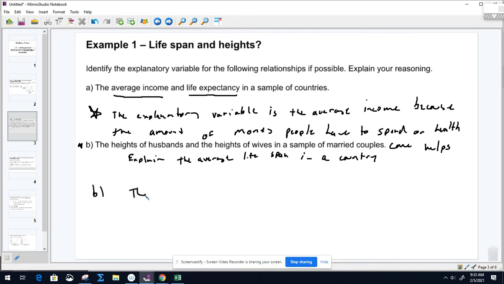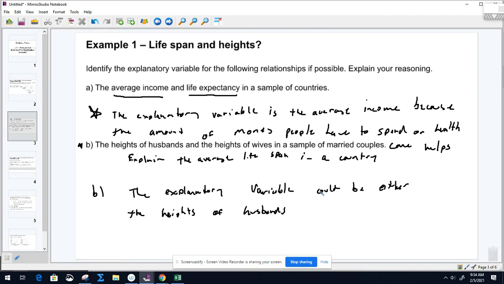So for B, the explanatory variable could be either the heights of husbands or the heights of wives, because either variable could be used to explain the other. Could be used to predict or explain.